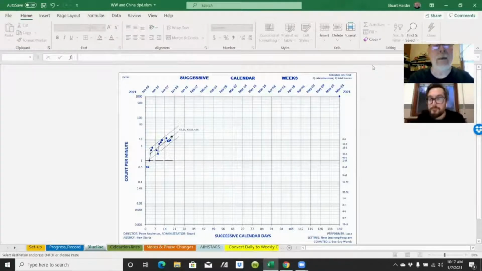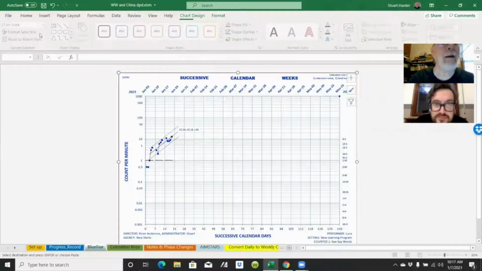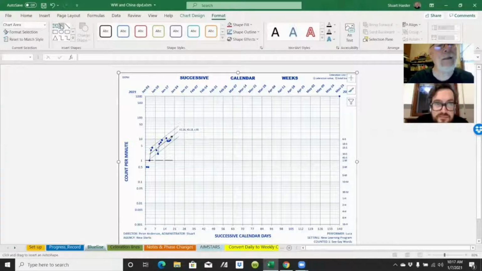Okay, so let me show you something real quick. I'm just going to grab a line drawing tool here, and I'm going to draw a line from the lower left-hand corner of the chart to the upper right-hand corner.